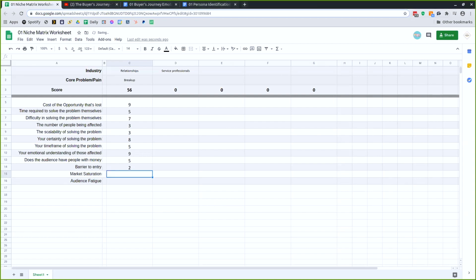The next is market saturation. How many people are out there? Is this a free for all market? You're the first one pioneering it and you're the only one doing it? That's a 10. Or is this something where you're in an industry like me and every stay at home mom and 18-year-old kid thinks they know marketing? That would be a 1. Maybe a 3 or a 4.